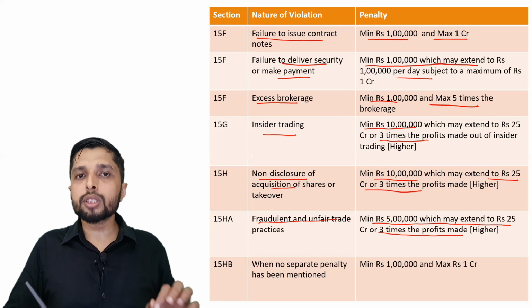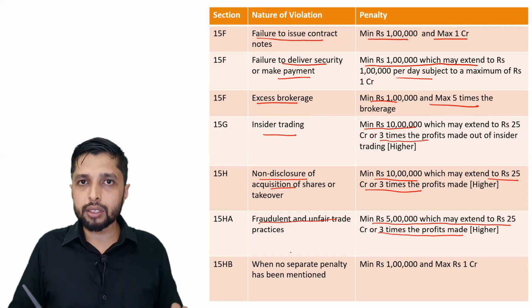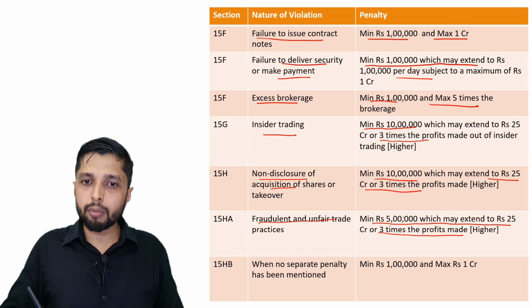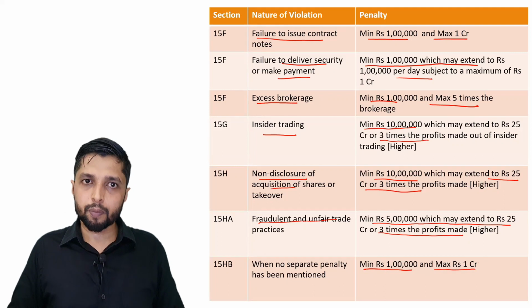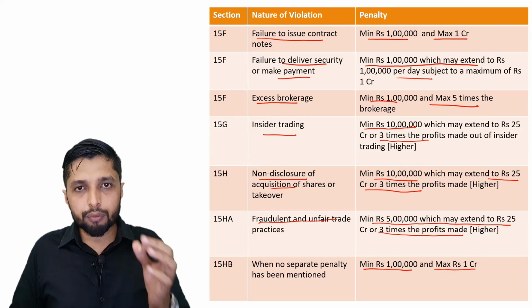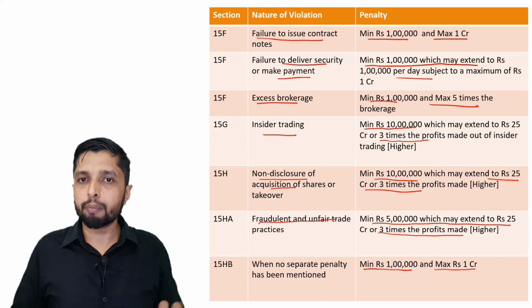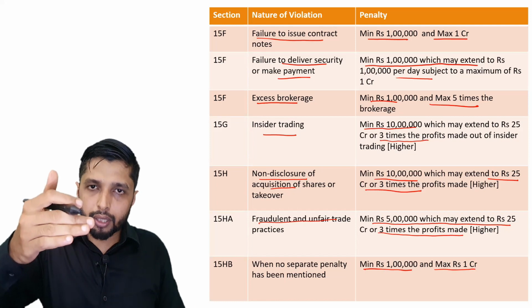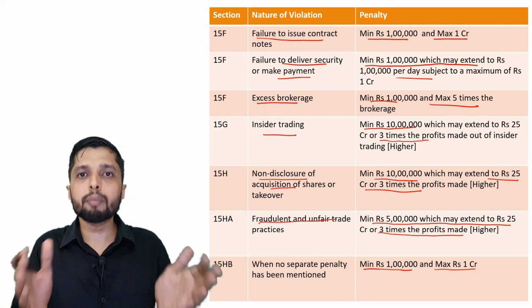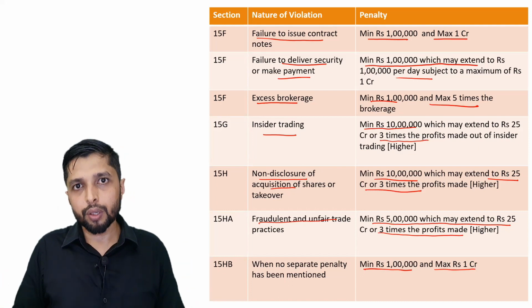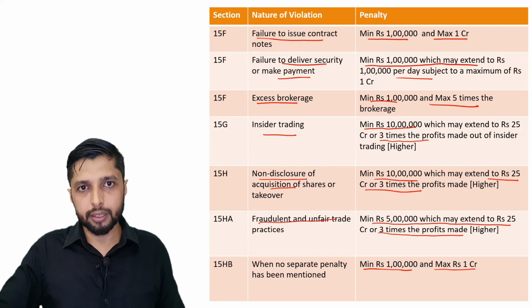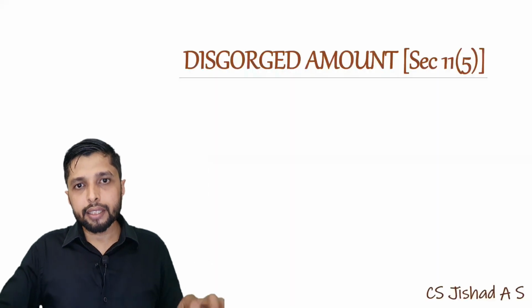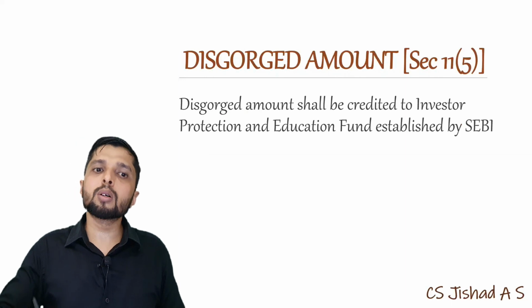Then where no separate penalty under any of the sections are specified, the penalty will be minimum rupees 1 lakh and maximum rupees 1 crore. Okay, so I know that it is very difficult to remember the sections of penalty and all, but in this case if you are analyzing, you will understand that most of the penalties are same. Okay, so if questions are being asked for the examination, I think it will be easy for you to answer those questions.